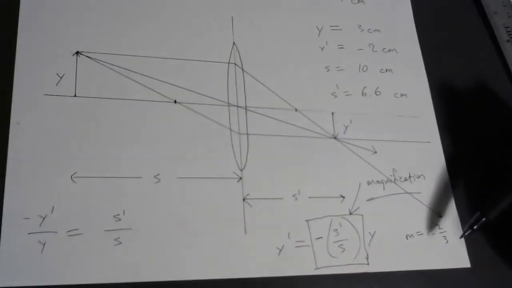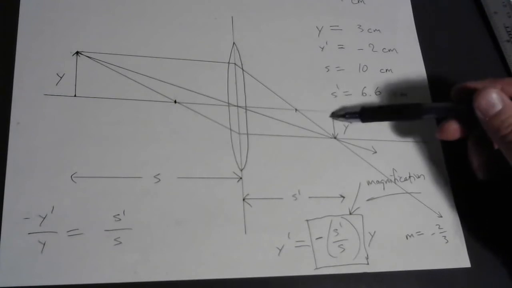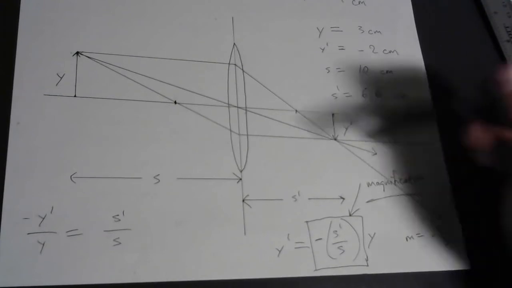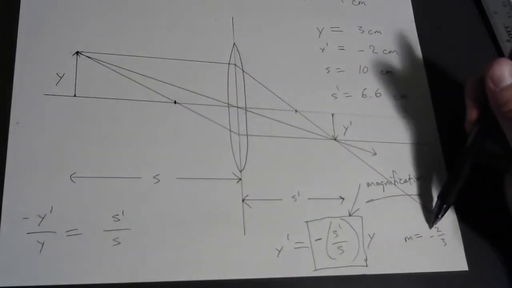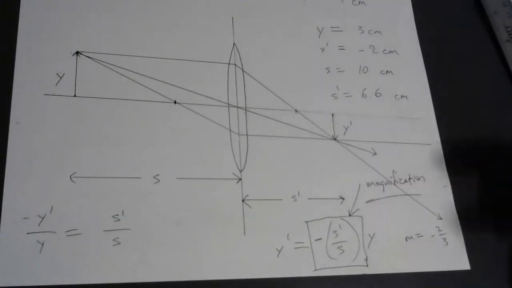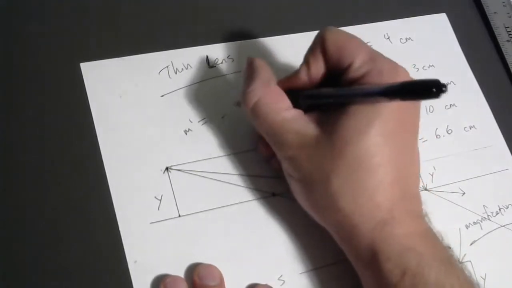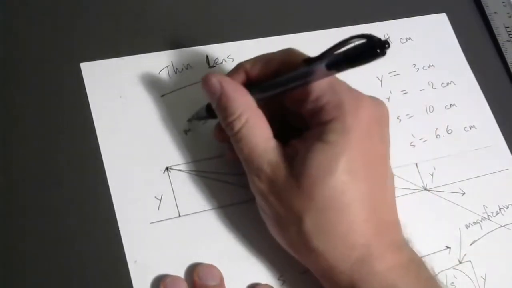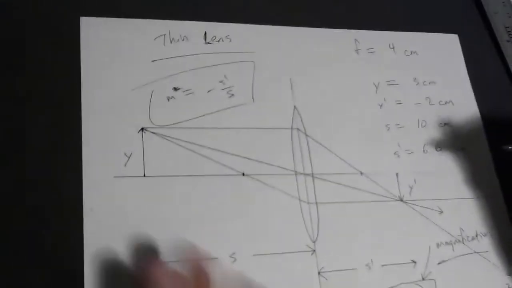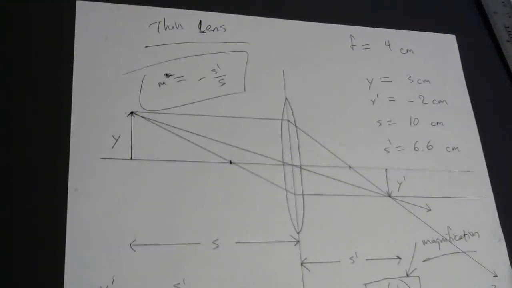What does it mean to say that the magnification is 2/3? It means that your image is going to come out 2/3 as tall as your object was. And because it's negative, it'll be flipped. That's all it is. It's very intuitive. So you should memorize that M is negative S prime over S. That's the so-called lateral magnification.